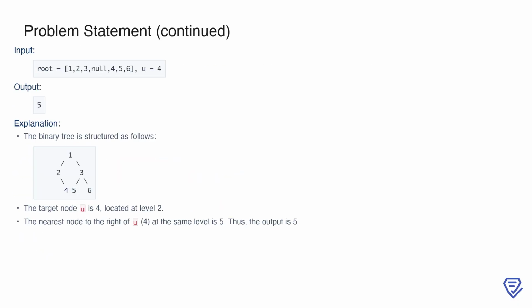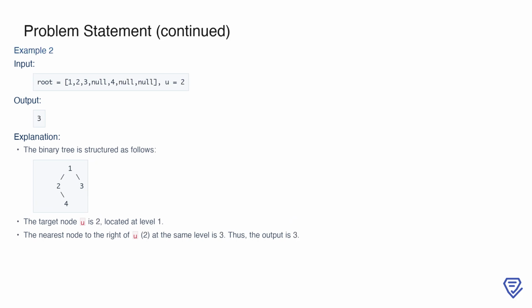Consider this first example. The binary tree is represented as 1, 2, 3, null, 4, 5, 6, and the target node u is 4. Looking at the structure of the tree, the root node 1 has two children, 2 and 3. Node 2 has one child, 4, and node 3 has two children, 5 and 6. The target node u, which is 4, is located at level 2 of the tree. At this level, the nodes are 4, 5, and 6, ordered from left to right. The node immediately to the right of 4 is 5, making 5 the answer. Therefore, the output for this example is 5.